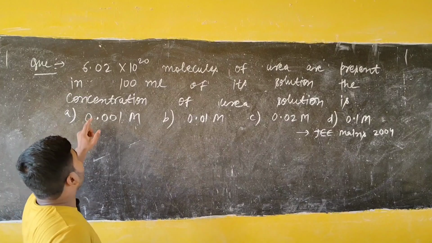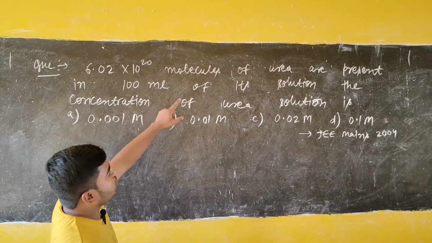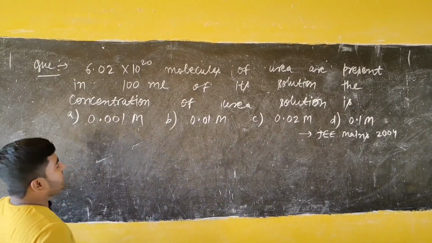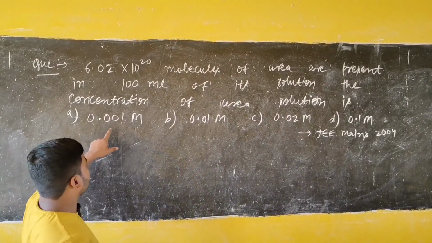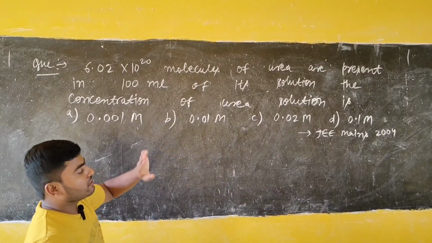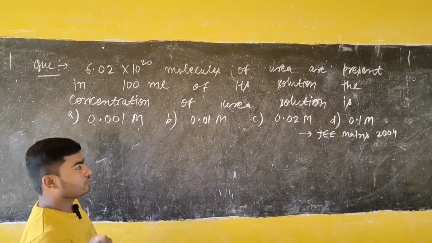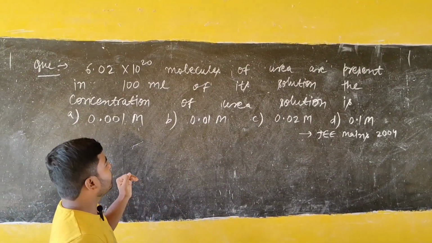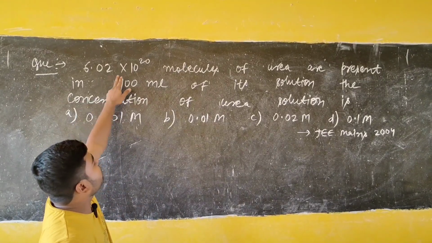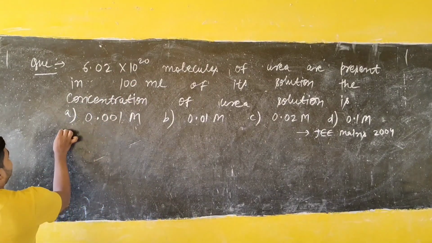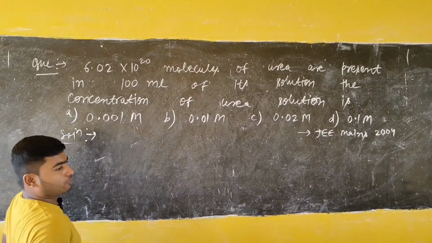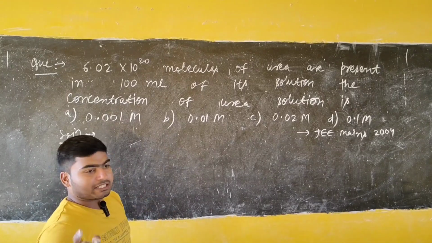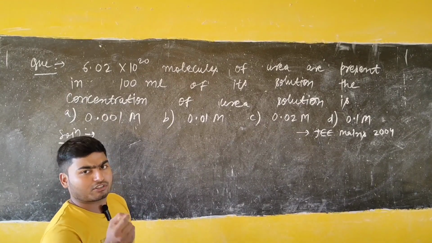So the question is: 6.02 into 10 to the power 20 molecules of urea are present in 100 ml of its solution. The concentration of urea solution is, they are asking you the concentration, and in the options you can see everywhere it's capital M. Capital M means they are asking the answer in molarity. So to solve this, first of all we have to get the number of moles of solute and the volume of solution. You can see here they have given the number of molecules, and by that they are asking you basically to find the number of moles through the formula which you have already studied in class 11th in the mole concept. That is number of particles divided by Avogadro constant or Avogadro number.